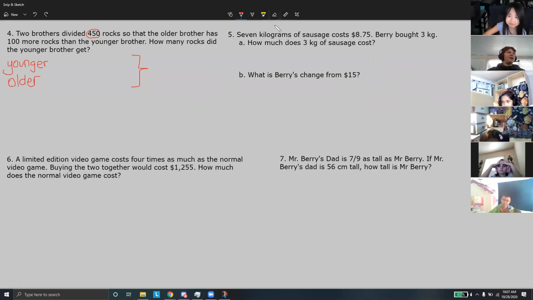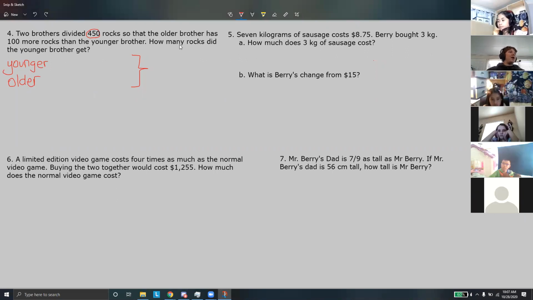So we are answering the question. Number 4: Two brothers divided 450 rocks so that the older brother has 100 more rocks than the younger brother. How many rocks did the younger brother get? Well, here it says that both brothers divided 450 rocks.